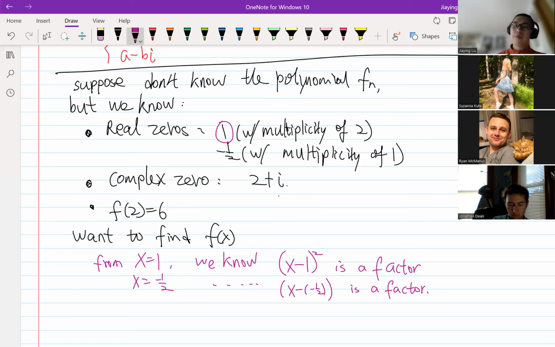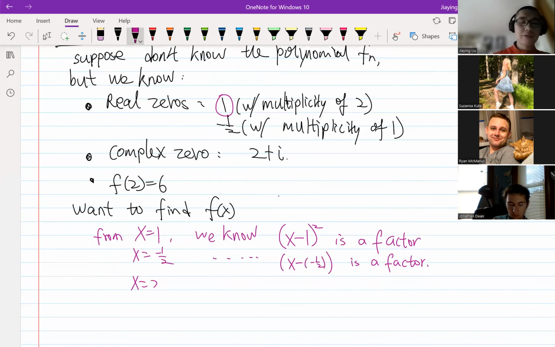But you probably think, can we do the same thing with complex zeros? Certainly we can. From x equals 2 plus i, we know that x minus (2 plus i) is a factor. Be careful here: you have to put the 2 plus i into parentheses first, since it's a single number. So x minus this complex number is a factor.